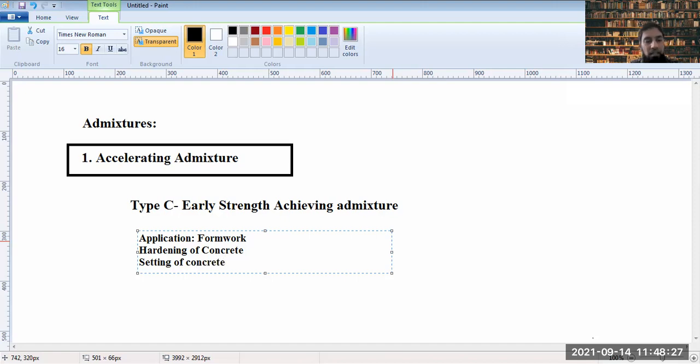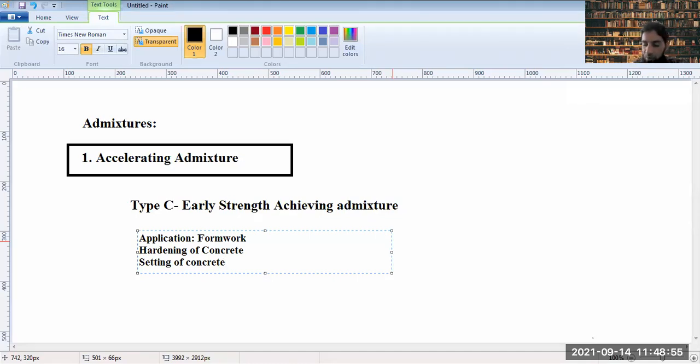So there is a certain distinction between hardening and setting. When you have an admixture which is aiding in quick setting as well, that would mean it is accelerating the setting processes as well. So this naturally happens when you want to achieve early strength. The setting and the hardening would also be early.